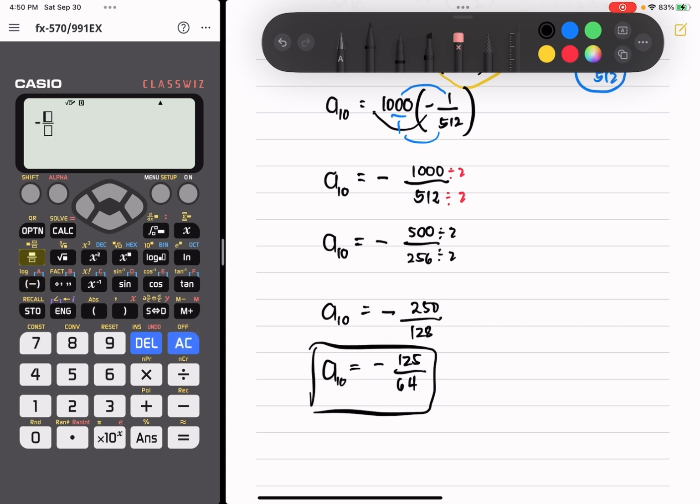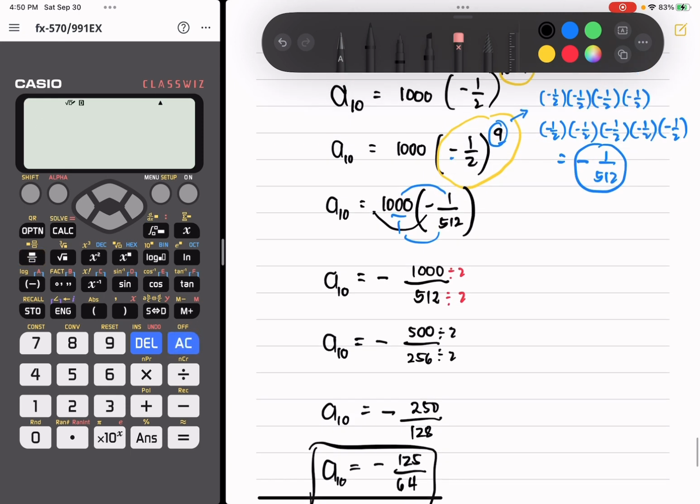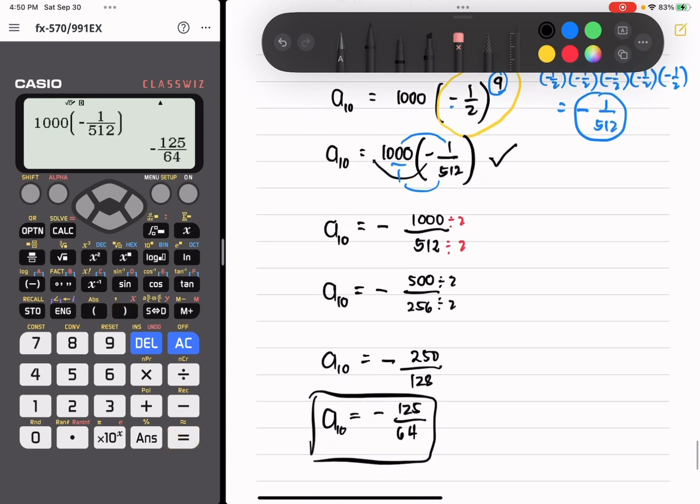Or pwede nyo nang i-proceed dyan ng ganito. Or pwedeng diretso. Dito tayo. So, we have 1,000 times negative. Wait lang. Let's write first negative. Fraction 1 over 512, close parenthesis. And this will give us negative 125 divided by 64. So, ang 10th term natin is ito. Okay, that's it for today.